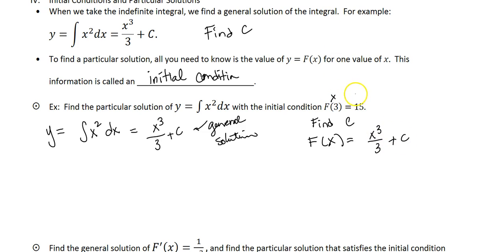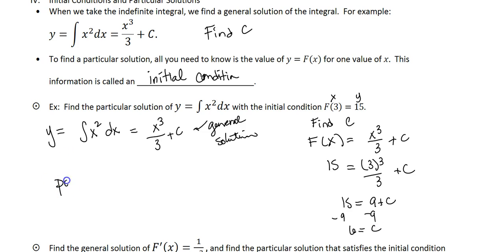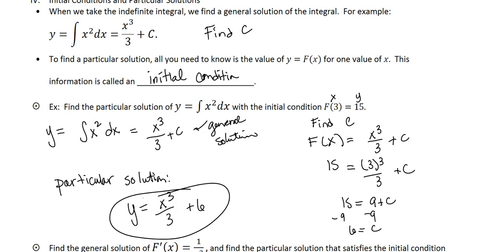If I know that f of 3 is equal to 15, then 15 is equal to 3 cubed over 3 plus c, or 15 equals 9 plus c, and if I subtract the 9, I get that 6 is equal to c. So I can just plug that in, and my particular solution for these conditions is f of x, or you can use y, it doesn't really matter. y is equal to x cubed over 3 plus 6, and that would be my answer.